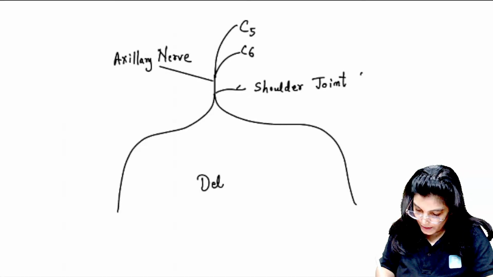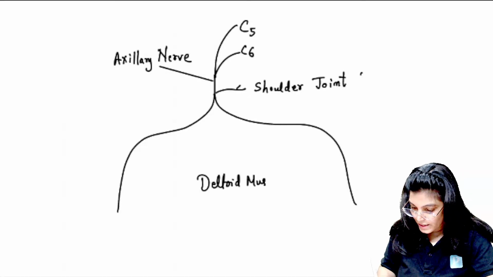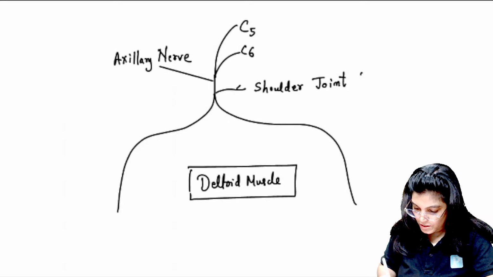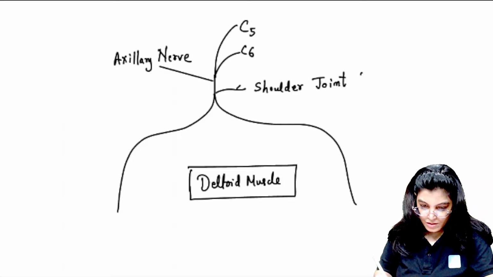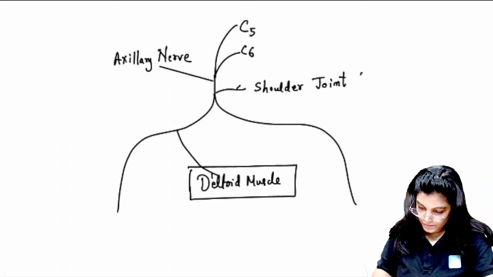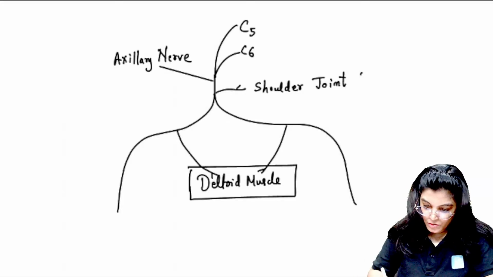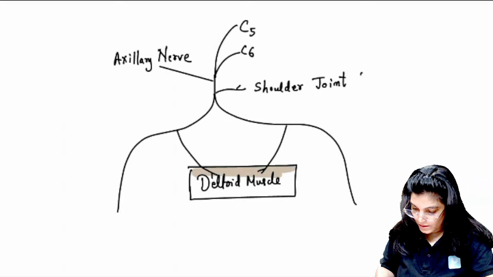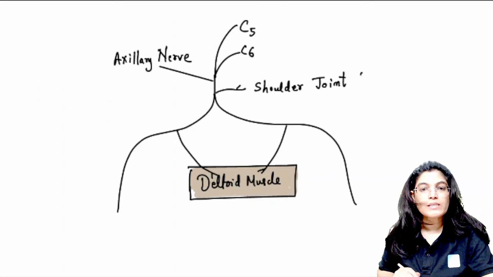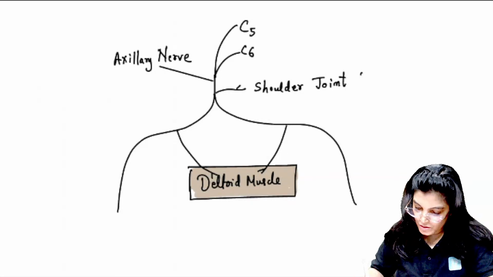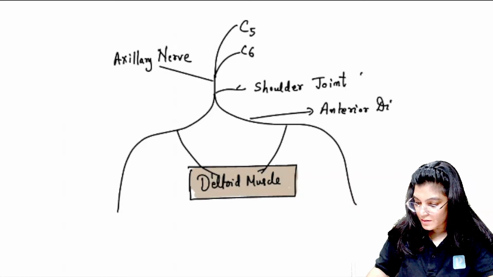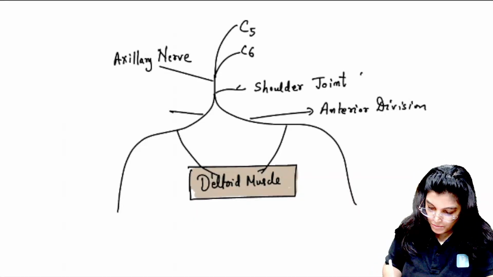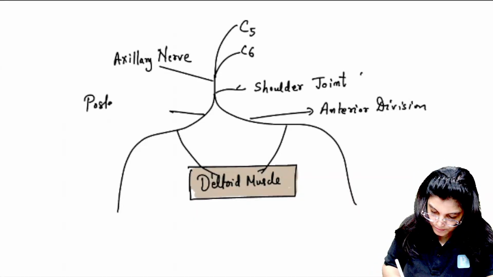So basically deltoid muscle is the muscle which is getting innervation from both anterior and posterior division or branch of the axillary nerve. Here you can use brown color for the deltoid muscle. This is a schematic diagram. So you can see deltoid muscle is receiving innervation from both anterior and posterior. So this is the anterior division of axillary nerve, and this is the posterior division of axillary nerve.